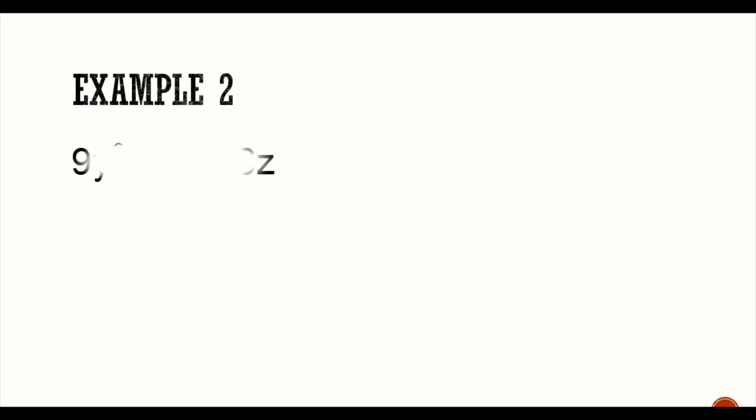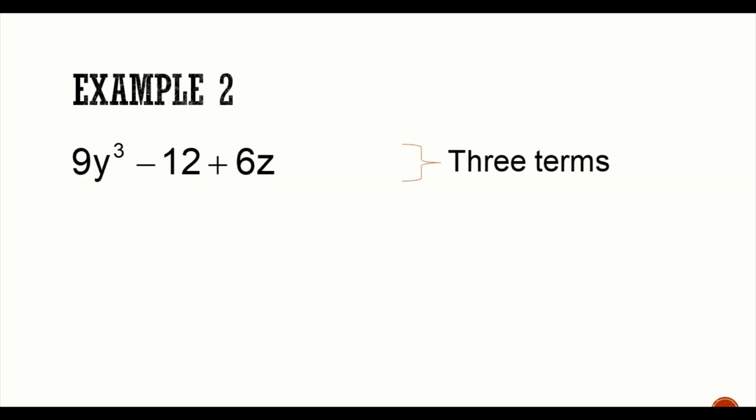In the second example, you are given 9y cubed minus 12 plus 6z. So in terms of numbers, you do have numbers in all the terms, but you have different variables. So you have y and you have z. And in fact, for your middle term, which is minus 12, you do not have a variable. So if you think about this, you have three terms.